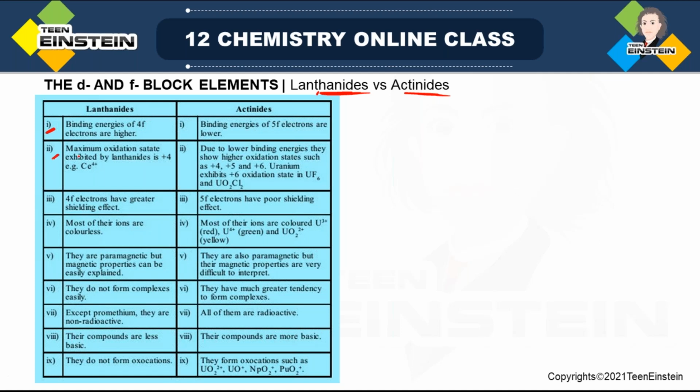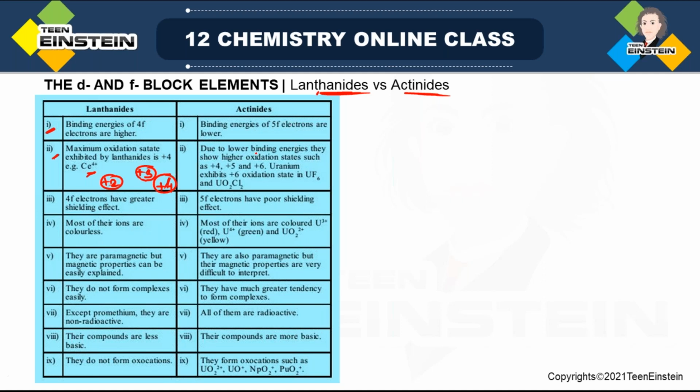Then second point, maximum oxidation state exhibited by lanthanides is +4. For example, cerium +4. But remember, +3 is the common oxidation state, and the other two oxidation states that are observed are +2 and +4. So if it is asked what is the maximum oxidation state possible for lanthanides, the answer will be +4.